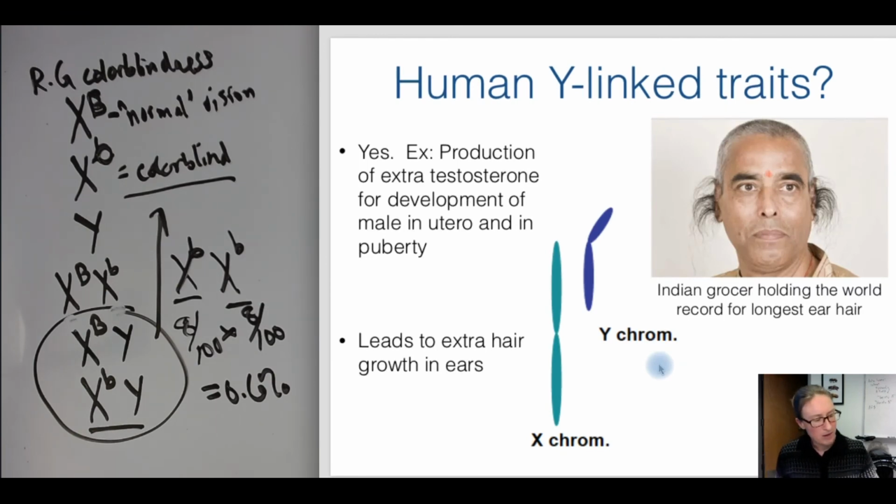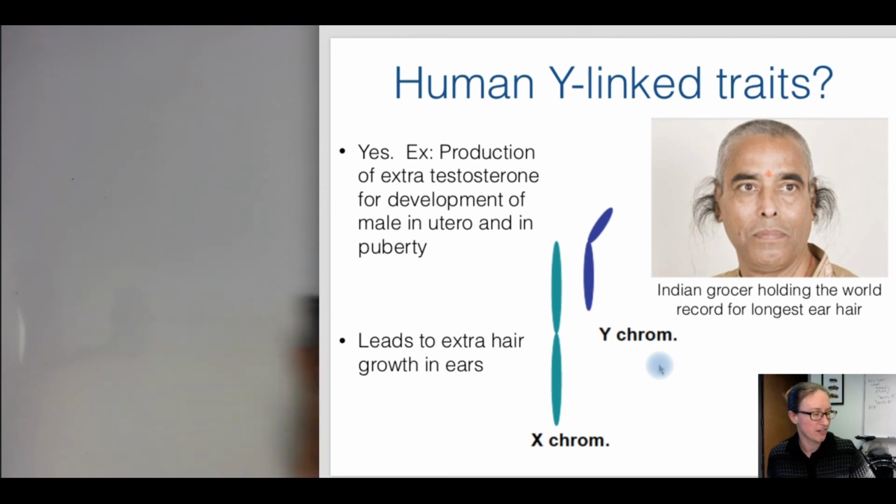And so now we come to an interesting and, I think, fun category of sex-linked trait, which are human Y-linked traits. These are traits where the alleles are found on this part of the Y chromosome that doesn't overlap with the X chromosome, and they exist. One example of a human Y-linked trait is a tendency to produce extra testosterone during development. And this later on leads to extra hair growth in an individual's ears. And I just think this is one of the coolest things ever.